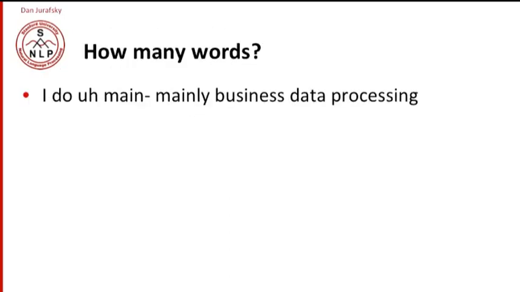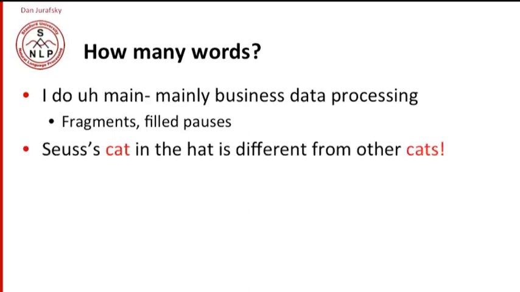How many words are there in a sentence? Here's a sentence: I do mainly business data processing. How many words are in that sentence? It's a complicated question. Is "uh" a word? Or how about the cutoff "main" of "mainly"? We call things like "main" a fragment. We call things like "uh" a filled pause. For certain applications, we might want to be counting these if we're dealing with speech synthesis or speech recognition or correcting things. What about cat and cats?